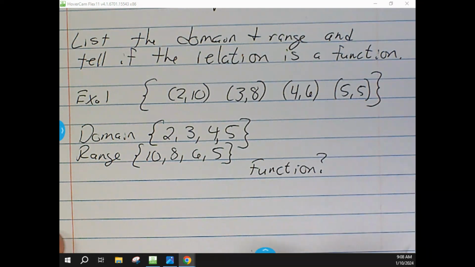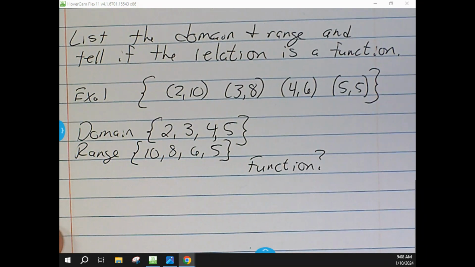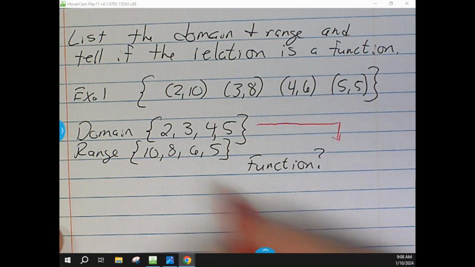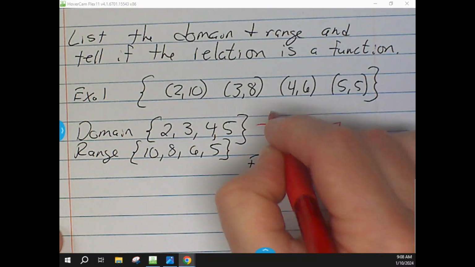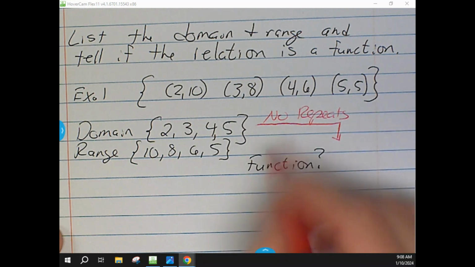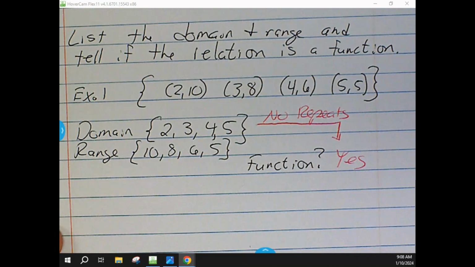Okay, again, is it a function? That's where we're going to use our x values. That's where the domain comes in to help us out. In this case, if we look at our domain, there are no repeated values. So is this a function? Yeah, it's going to be a function.